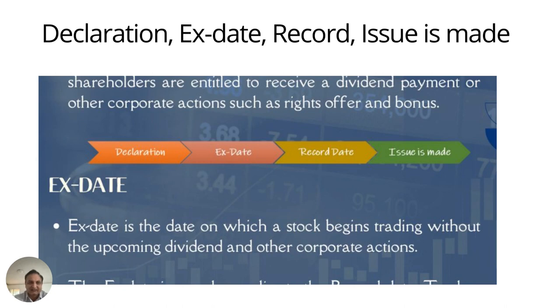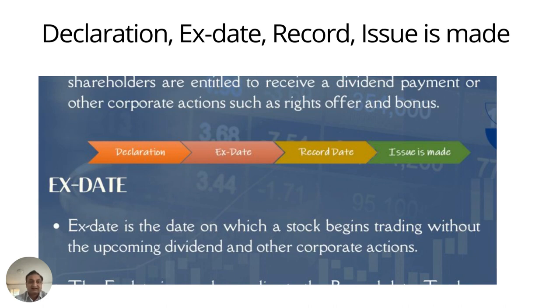They will declare after the RMA approves. Once they decide in the AGM, the RMA will approve, and once they approve, they will declare that this month bonus will be given at this ratio, or rights will be given at this ratio, or this percentage of dividend will be given. So there is the declaration date. You don't have to remember that. It's not very important. What is important is the record date and the ex date.